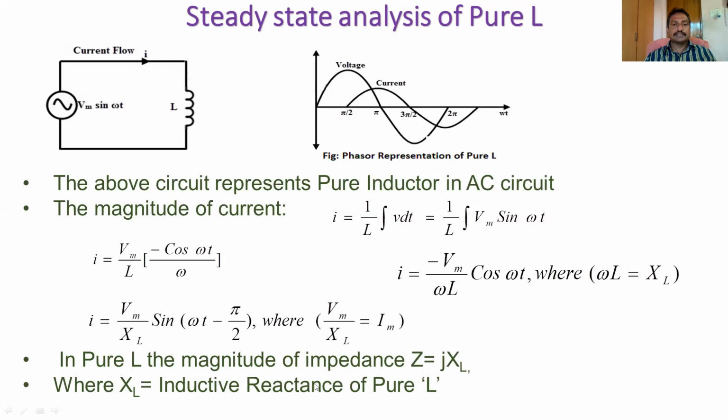XL is inductive reactance. So in this analysis of pure L, we learn three parameters. Number one is XL, inductive reactance, which is equal to 2 pi f L, because omega L is nothing but 2 pi f L. Another parameter is Z, which is equal to j into XL. And the last parameter is the phasor representation, meaning the angle between voltage and current is 90 degrees, current lags.